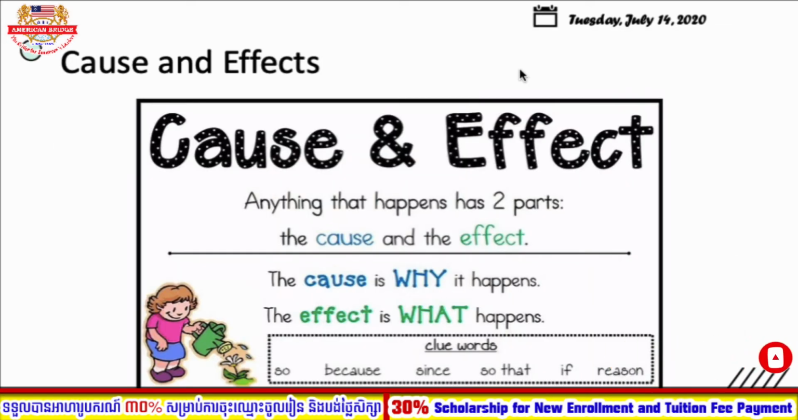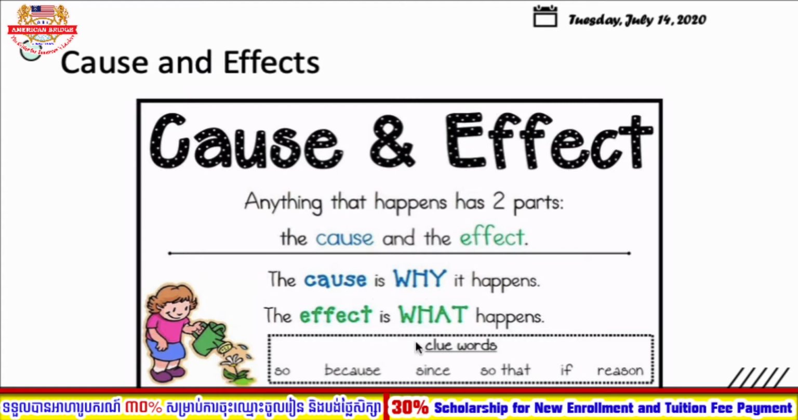So the question is, what is cause and what is effect? Here is a very simple definition that I can find on the internet. So cause and effect. Let's look at this here. Anything that happens has two parts, the cause and the effect. So the cause is why it happens, and the effect is what happens.